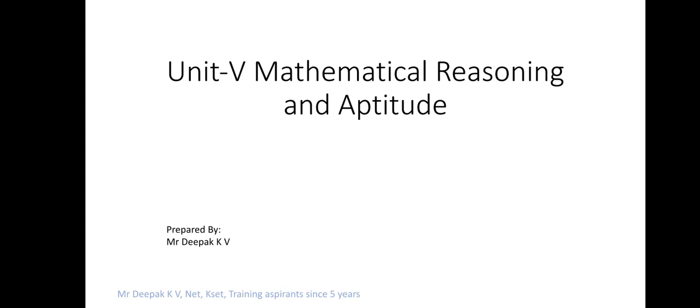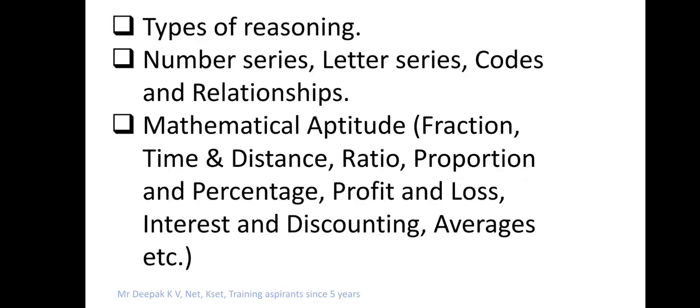If you compare this particular unit with other competitive examinations, there will be only one unit which is called the reasoning, but here mathematical reasoning and aptitude and logical reasoning are separated. Okay. So in this unit we have types of reasoning, some theoretical aspects, then the number series, letter series, codes and relationships, then mathematical aptitude like fractions, time and distance, ratio, proportions, percentage, profit and loss, interest and discounting, averages, etc. So these are all the topics which we cover under this particular unit.